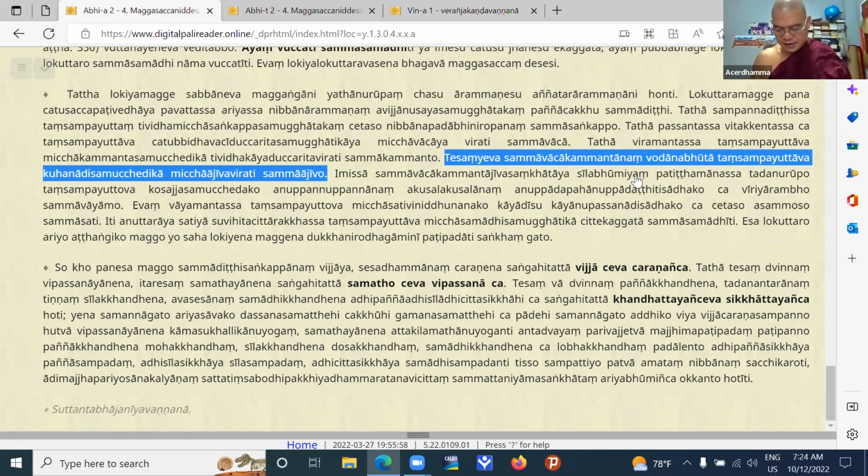Samajiva, this is what I want to say. Could you please repeat the name of another Sutta? Sorry? Suchi Mukhi Sutta. Okay, Suchi Mukhi. Thank you, sir. Suchimukhi Sutta, in the Sariputta Samyutta of the Samyutta Nikaya.